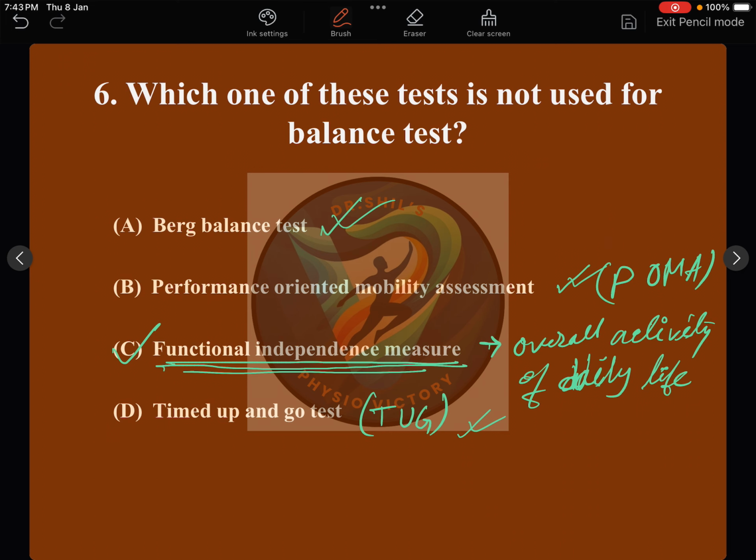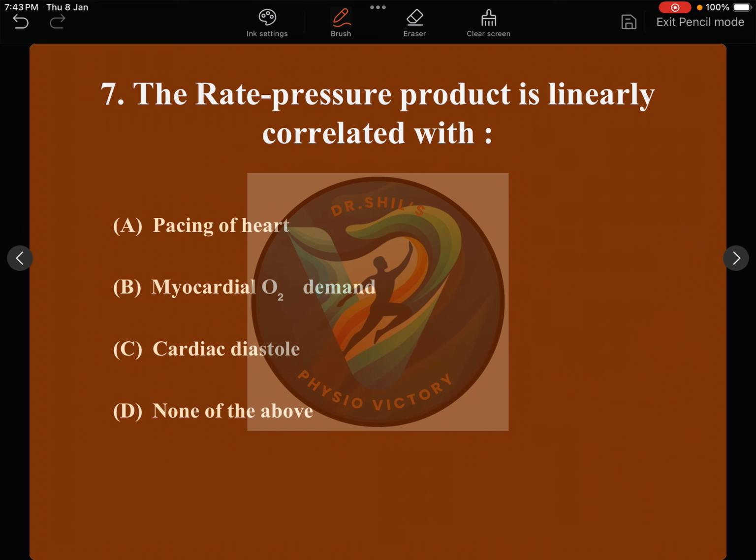Next, come to question number 7. The rate pressure product is linearly correlated with option A, pacing of heart, option B, myocardial O2 demand, option C, cardiac diastole, option D, none of the above.